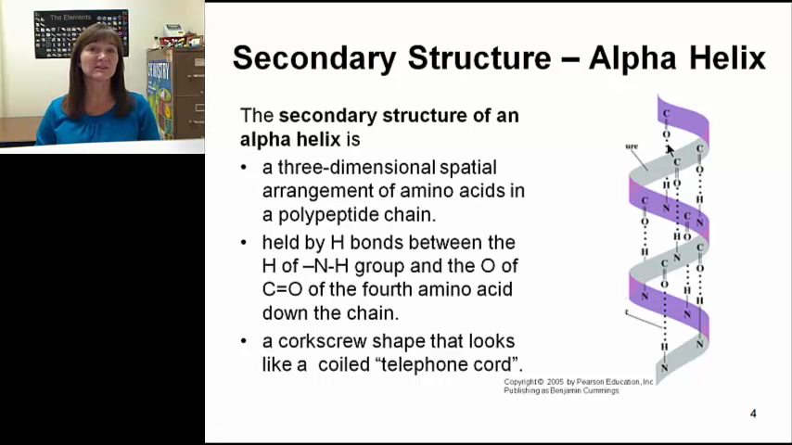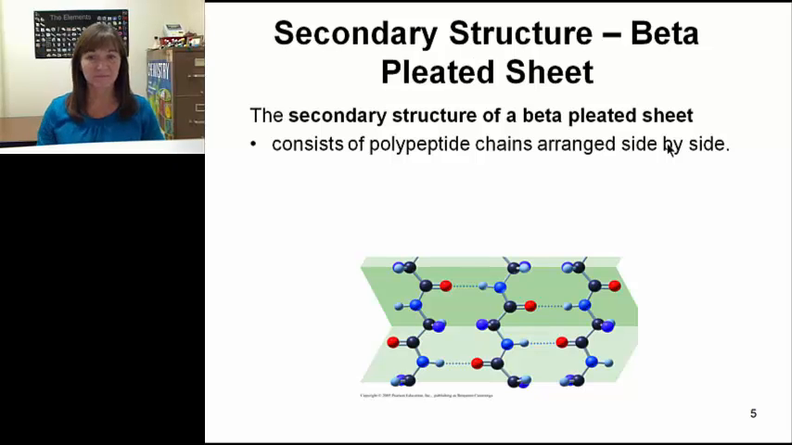Okay, pretty soon I'm going to get into the tertiary structure, and we're going to talk about the hydrogen bonding that happens with the R groups. But in your secondary structure, the hydrogen bonding is occurring between the backbone groups. Okay, so the second secondary structure I want you to know is the beta pleated sheet.